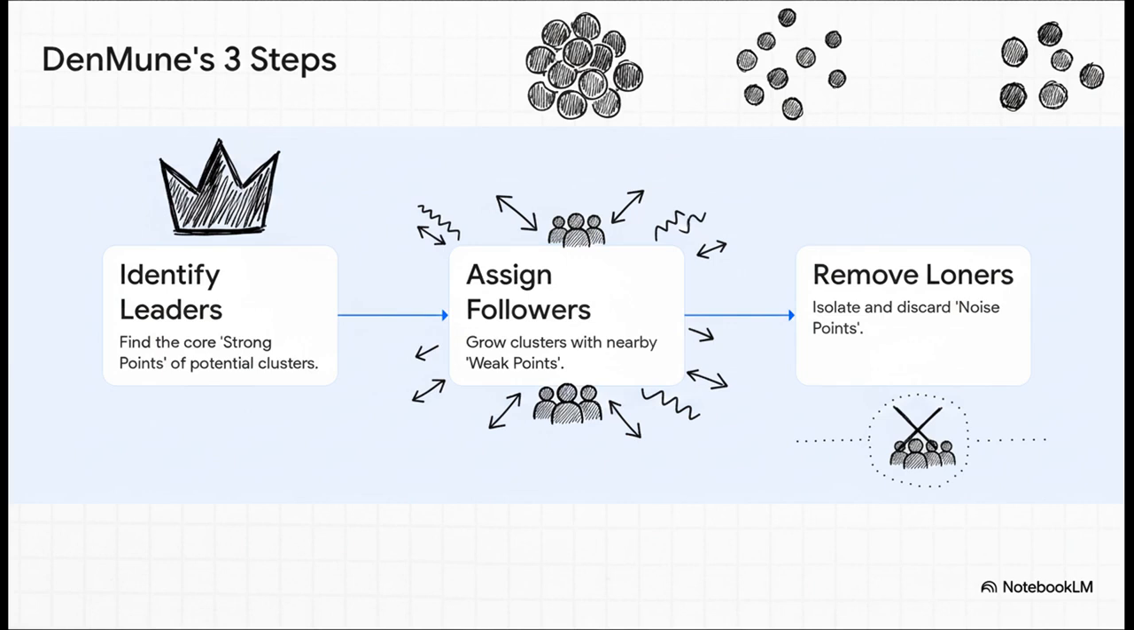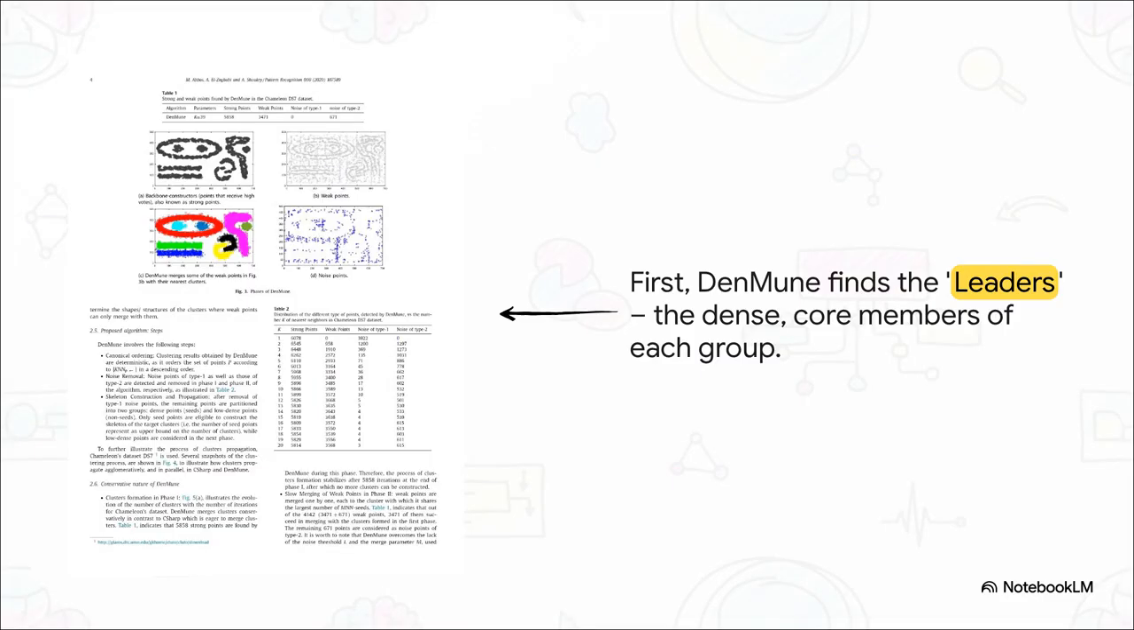And this whole best friends idea is the absolute key. DenMune uses it to give every single data point one of three roles. It's either a leader, a follower, or a loner. First up, it finds the leaders. These are the points that have a ton of these mutual best friends. They're the dense, confident core of each potential cluster. You can think of them like seeds from which the full groups are going to grow.